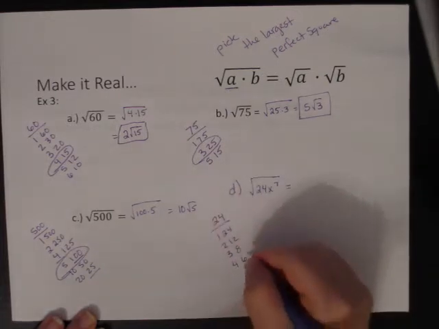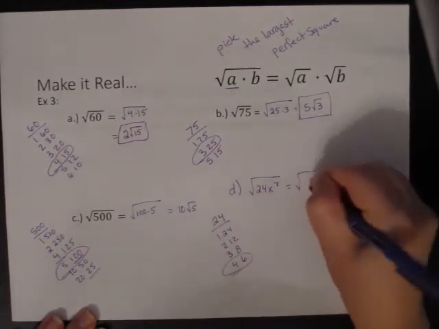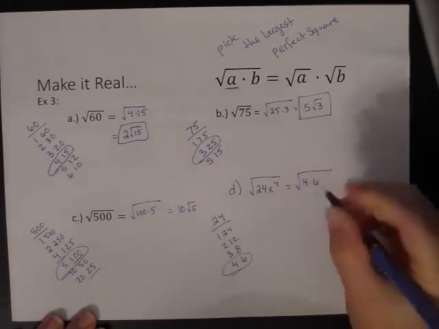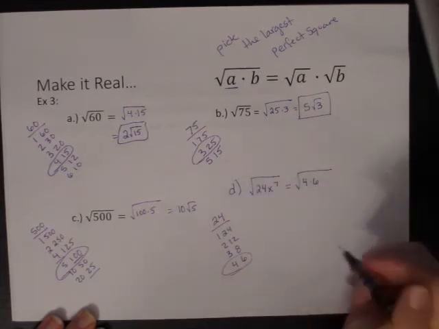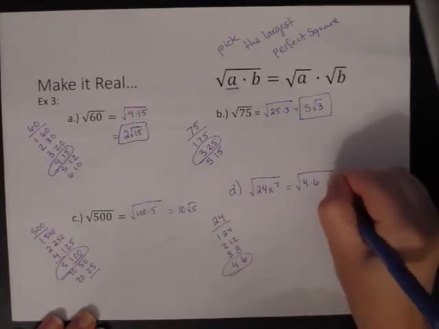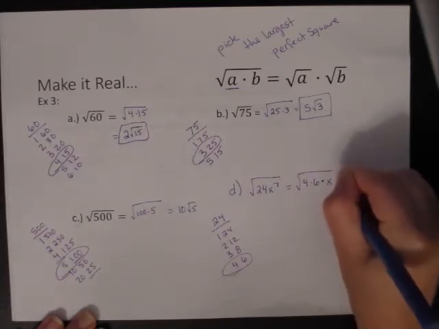Okay, my largest perfect square is going to be the 4, so I'm going to use the 4 and the 6. So I've got 4 times 6. Now I have x to the 7th. So if I go 7 divided by 2, that's not going to go in evenly. So like I showed you on the first slide today, what you got to do is break it up. So this would be x and then subtract 1, so x to the 6 times x.